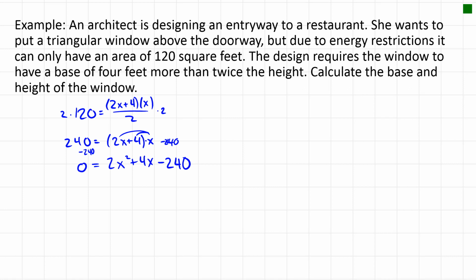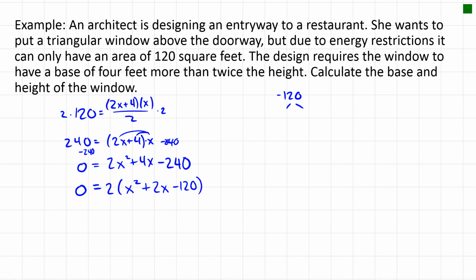Can I factor this equation to solve it? Let's see. Before I do that, there's a greatest common factor here. So I'll factor off the 2 from each term. That's going to make my life a lot easier. Now this is a simple trinomial, so I need a couple of numbers that multiply to negative 120 and add to 2.